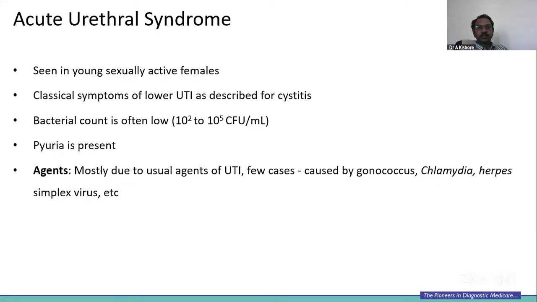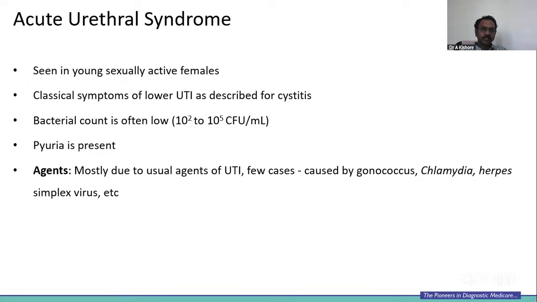Whereas acute urethral syndrome is seen in young sexually active females, with classical symptoms of lower urinary tract infections, similar to those of cystitis. Bacterial counts will be very low, 10 to the power of 2 to 10 to the power of 5 colony forming units per ml. There will be pus cells seen in the urine.